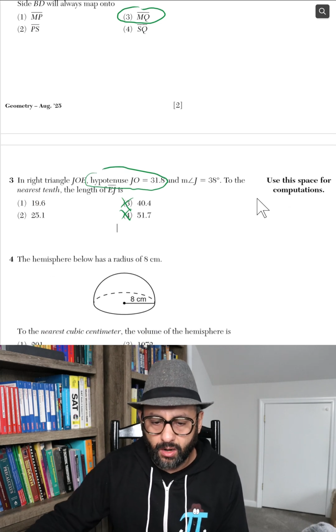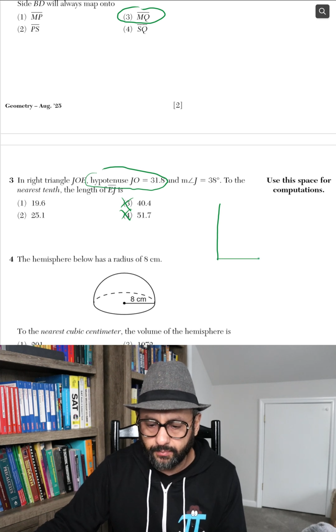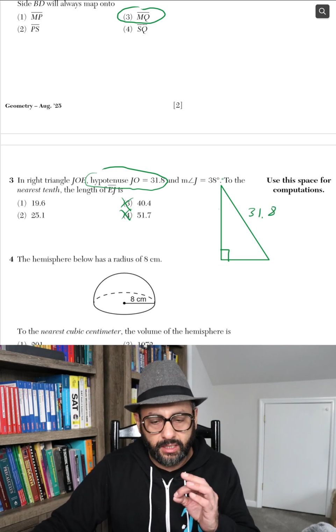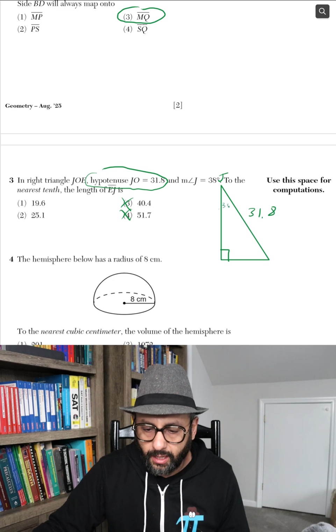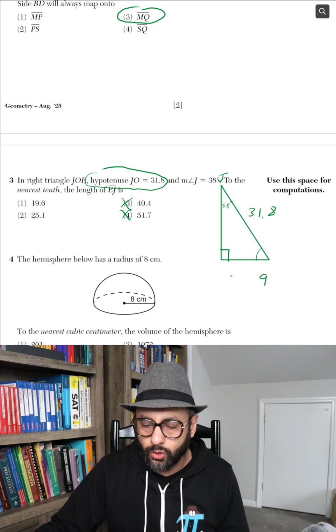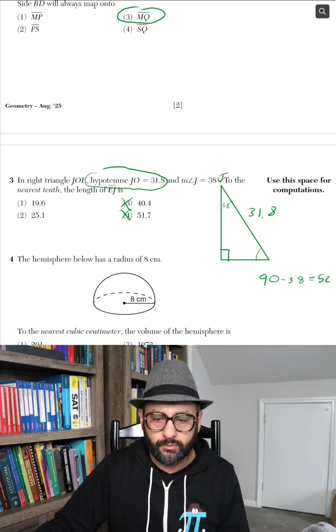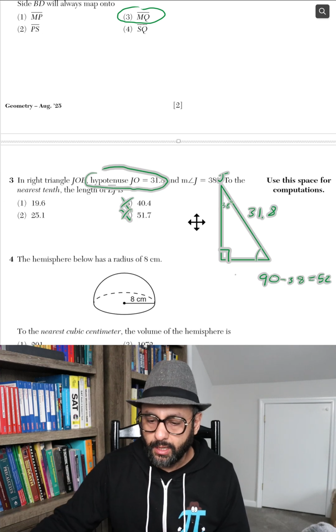That said, in this problem, they said that hypotenuse JO is 31.8. And the measure of angle J is 38 degrees, slightly less than 45 degrees. So I'm going to put J up here. Okay? So 38 degrees. That makes this angle 90 minus 38, which is equal to 52. 52.